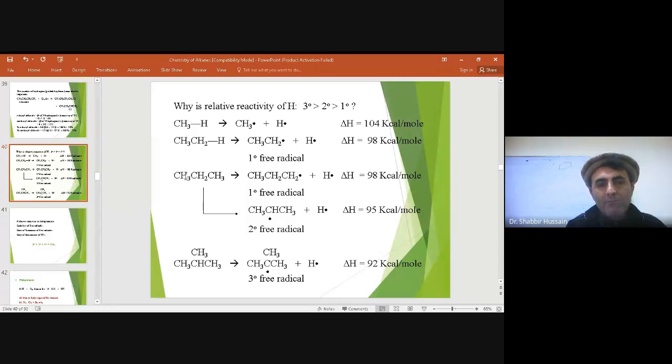But when we are talking about propane, there are two types of carbon. One is primary carbon and another is secondary carbon. In other words, one is primary protons and another is secondary protons. So free radical formation in propane is 98. If a primary proton undergoes homolysis, it is 98 kilocalorie per mole, while the secondary proton or secondary free radical formation is at 95 kilocalorie per mole, right?